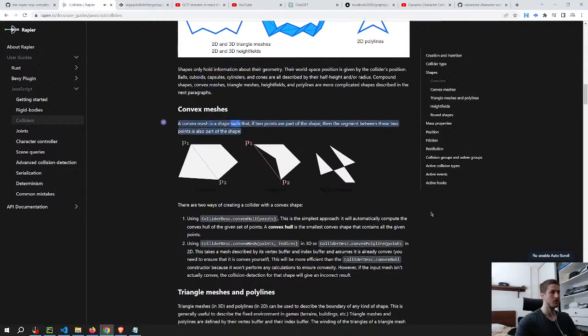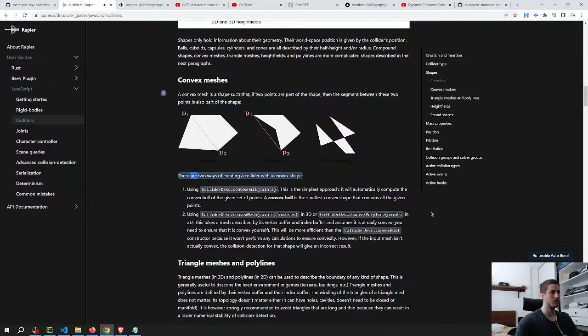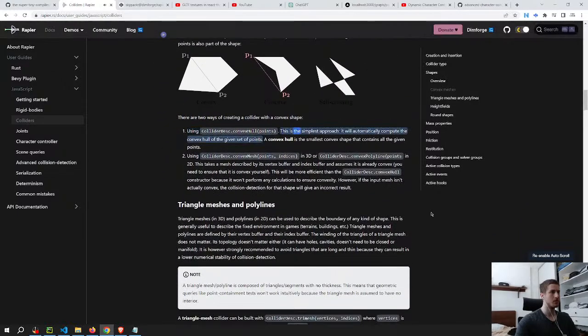Convex meshes. A convex mesh is a shape such that if two points are part of the shape, then the segment between these two points is also part of the shape. There are two ways of creating a collider with a convex shape. Using ColliderDesc.convexHull(points). This is the simplest approach. It will automatically compute the convex hull of the given set of points. A convex hull is the smallest convex shape that contains all the given points.